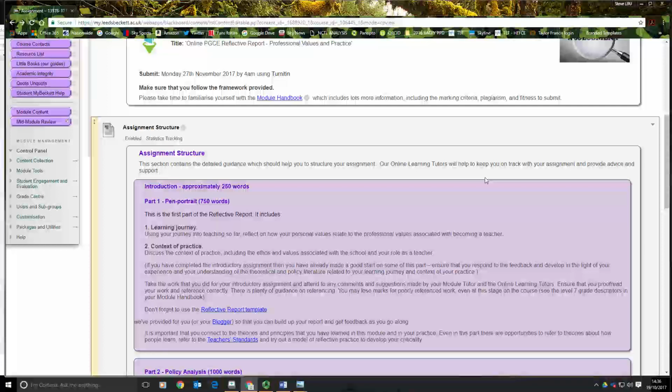Now, a lot of you will have already submitted a pen portrait as part of your induction. It's important that if you've had feedback on that work, you respond to that feedback. Quite often when you put in an initial pen portrait, you talk about yourself, your experiences and what's led you to be a teacher, and that's exactly what we are looking for. But at this point, you need to bear in mind that you're submitting at level 7. That's master's level work.